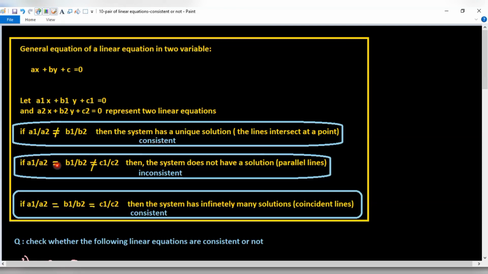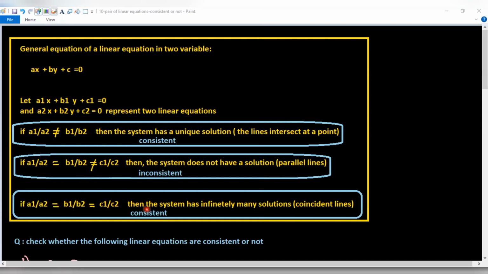And if a1 by a2 is equal to b1 by b2 and which is not equal to c1 by c2, then the system does not have a solution. In that case, those two are parallel lines. Parallel lines will never meet. Whenever they meet, then only we can say that they have a solution. So parallel lines never meet, so they do not have a solution. The condition for parallel lines is a1 by a2 equal to b1 by b2 not equal to c1 by c2.